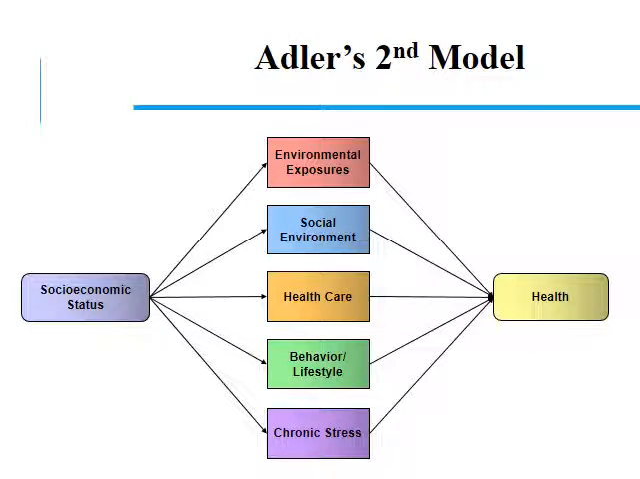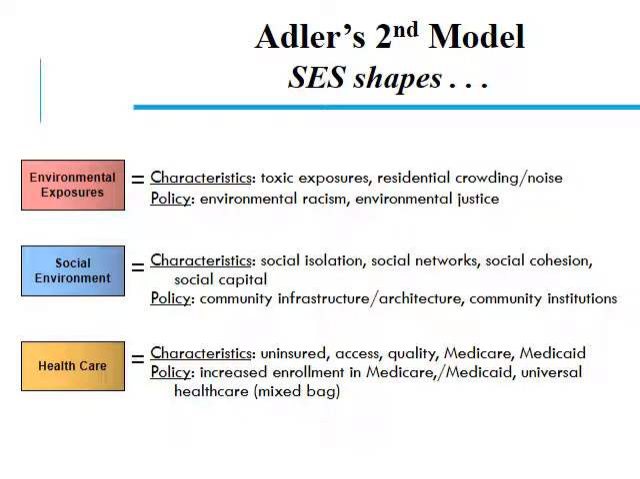The second model Adler proposes looks at SES but drills down even more specifically and now includes environmental exposures, the social environment, healthcare, behavior and lifestyle, and chronic stress as modifying factors on health. How are those defined? You can read those in the following slides. So environmental exposures consider toxic exposures, residential crowding and noise. Social environment looks at isolation, networks, cohesion, and capital. Healthcare looks at the uninsured, access, Medicare, and Medicaid.